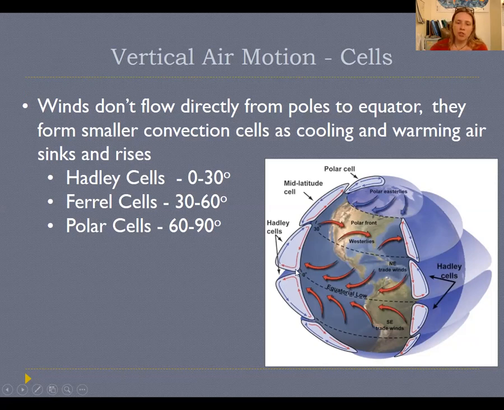So between 0 and 30 degrees latitude, we have something called the Hadley cells. And so hot air rises up off the equator, and then it moves outwards away from the equator like a fountain.